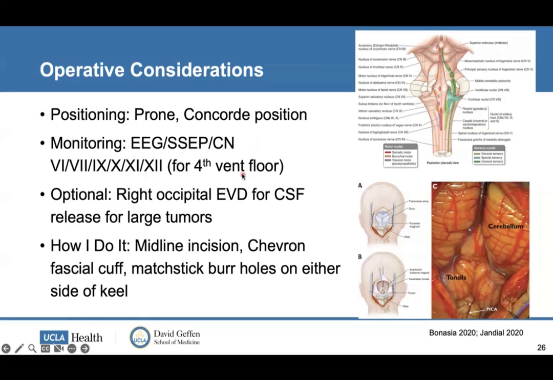You can consider placing a right occipital ventriculostomy to help with CSF relaxation, particularly in cases where there's ventriculomegaly or concern for postoperative hydrocephalus. I like to do a midline incision with a fascial cuff at the superior nuchal line to allow for a wider, tight fascial closure in these cases. Do burr holes on either side of the keel in order to make sure that you can strip the dura from this midline keel as well as the transverse sinus above, and then do a Y-shaped dural incision.